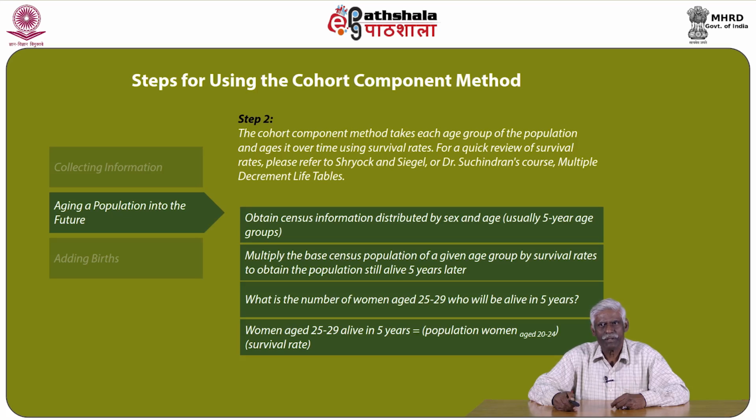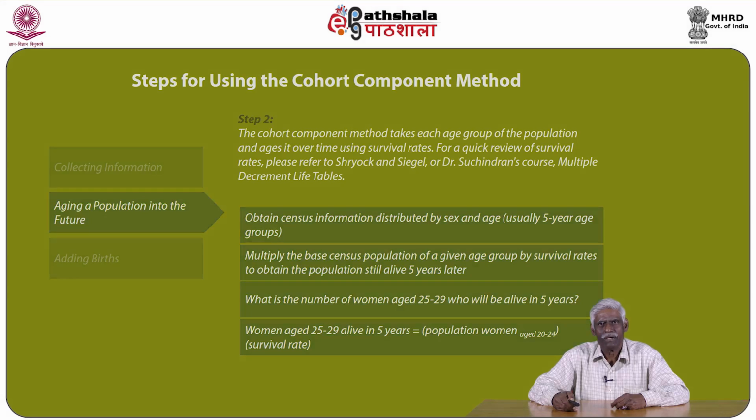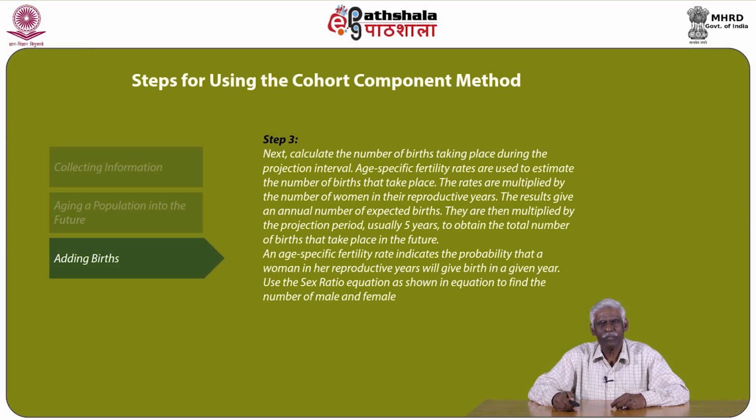Step 1: Obtain census information distributed by sex and age, which is usually in 5-year age groups. Step 2: Multiply the base census population of a given age group by survival rates so as to obtain the population still alive 5 years later. Step 3: What is the number of women aged 25 to 29 years who will be alive in 5 years? That is the population aged 20 to 24 multiplied by survival rates. The next step is adding births.